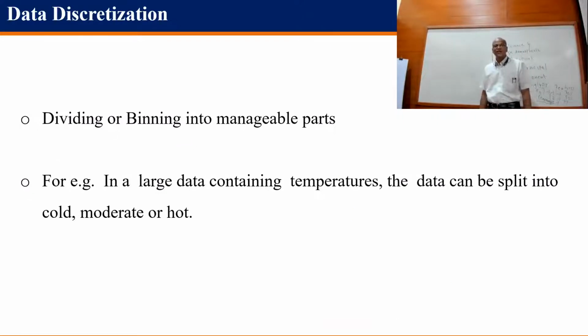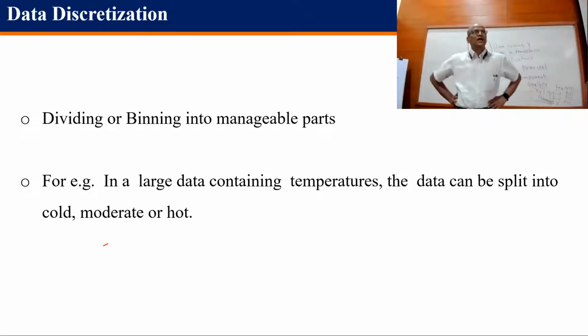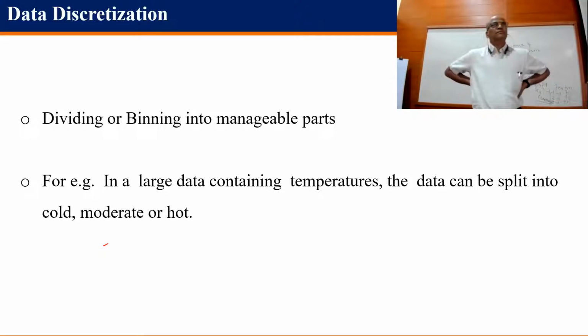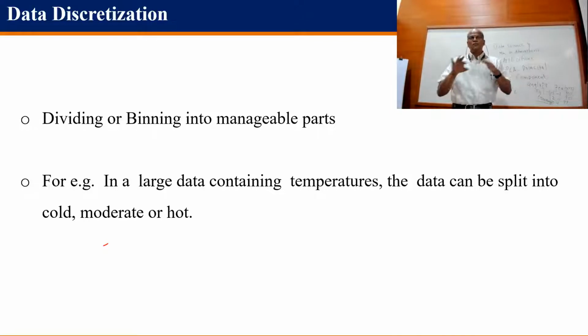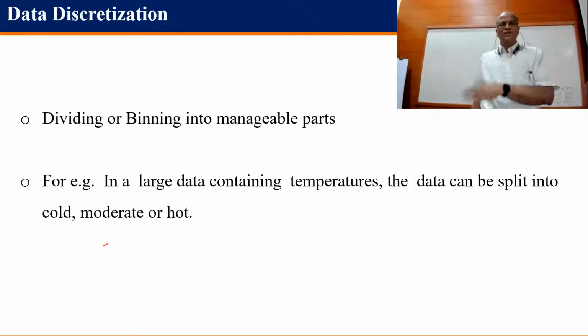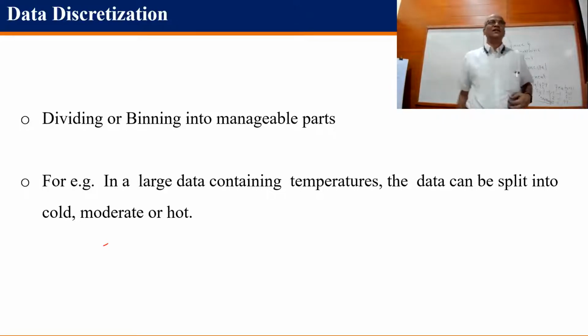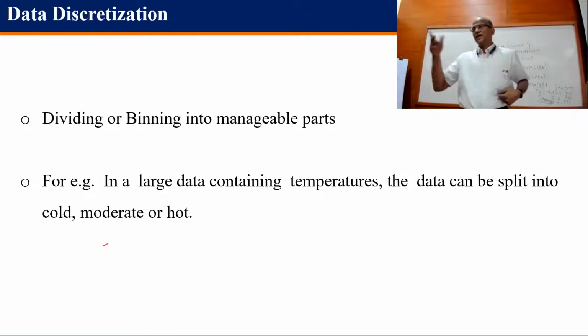Data discretization means dividing or binning into manageable parts. First, take a big database and divide it into, for example, male and female. Then age, then nationality, then states, whatever. You can keep on binning the data. For example, if you're dealing with temperature data, it's a large data set containing hundreds of thousands of points. Now you split the data into cold, moderate, and hot. You have to qualify that. Cold means the dry bulb temperature is less than, let's say, 10 degrees or 15 degrees, 20 degrees.